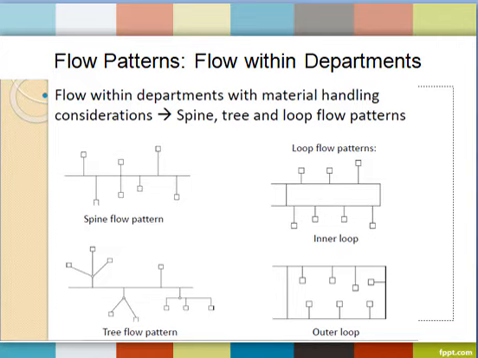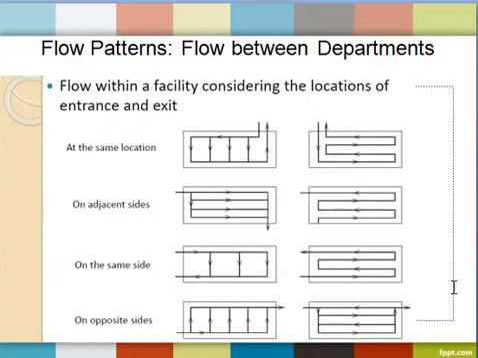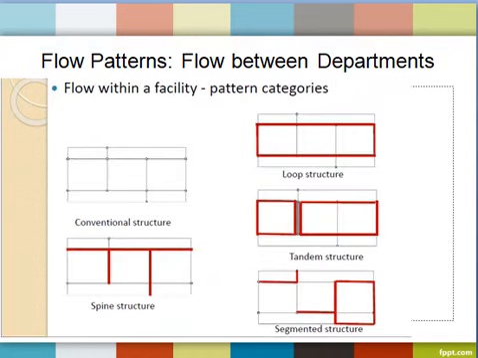For flow within a department with material handling consideration, there are so many patterns, such as spine flow pattern, loop flow pattern, inner loop, tree flow pattern, and outer loop. In flow within the facility, the entrance and the exit may have big consideration. You can choose the same entrance and exit location point, adjacent side, on the same side, or on the opposite side. For flow pattern between departments, you can choose loop structure, spine structure, segmented, or tandem.